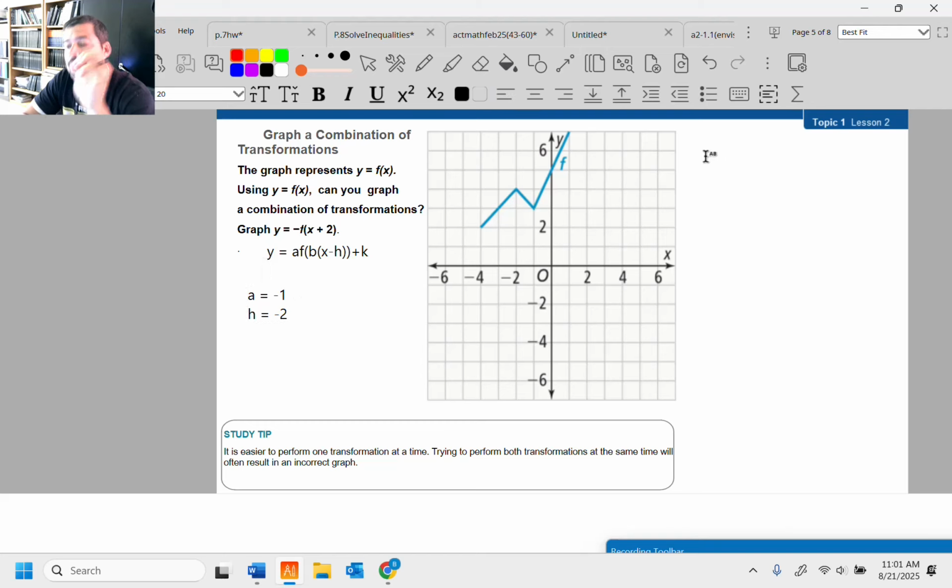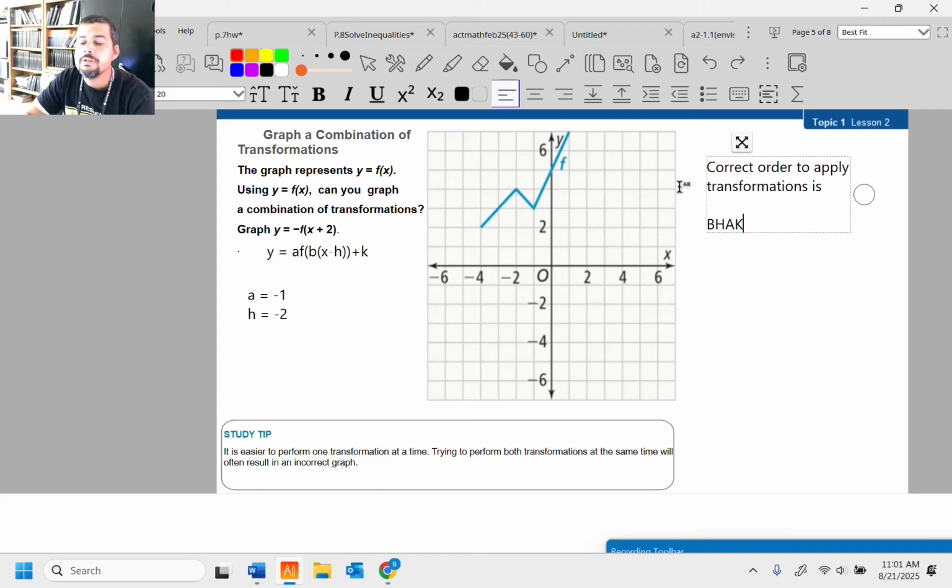The correct order to apply transformations, and we have a word for it. So the correct order to apply transformations is Bahak. Bahak, or back, however you want to pronounce it. B, then H, then A, then K. So first, we're going to shift left 2. And you'll see a little hint at the bottom.